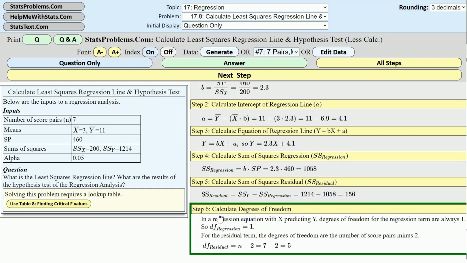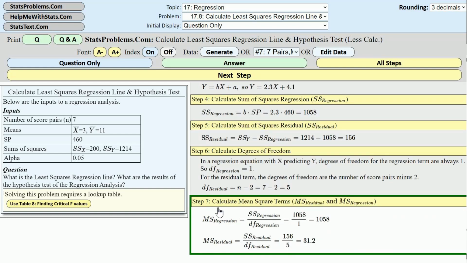In Step 6, we calculate the degrees of freedom. In a regression equation with x predicting y, degrees of freedom for the regression term are always 1. So df regression equals 1. For the residual term, the degrees of freedom are the number of score pairs minus 2. df residual equals the number of score pairs, n, minus 2. In this example, df residual equals 7 minus 2, which works out to 5.